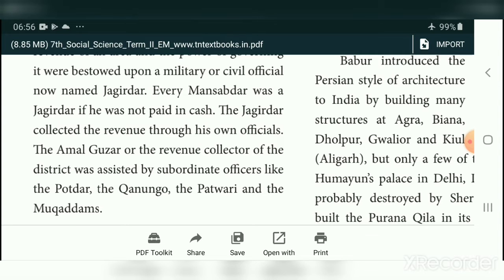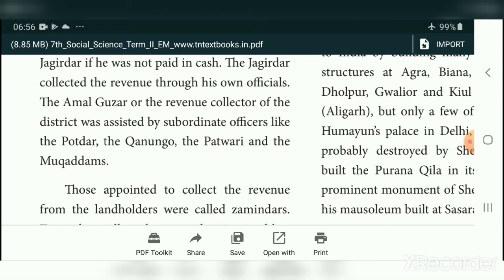The Amal Guzar, note it, the Amal Guzar or the revenue collector of the district, was helped by subordinate officers like the Poddar, the Qanungo, the Patwari and Muqaddams. So the Amal Guzar was a district collector. He had the full power to collect the revenue. So for collecting revenue, he appointed some small officers, subordinate officers.